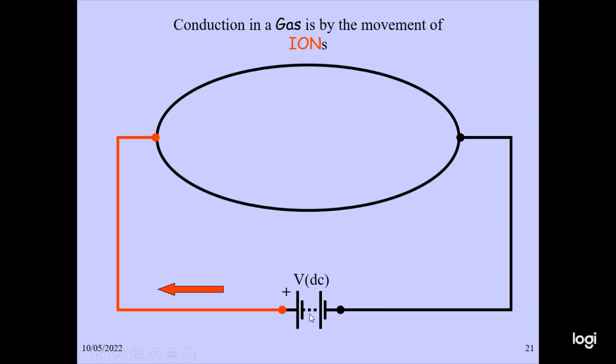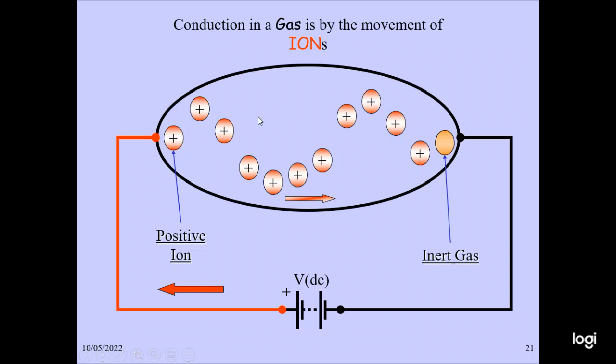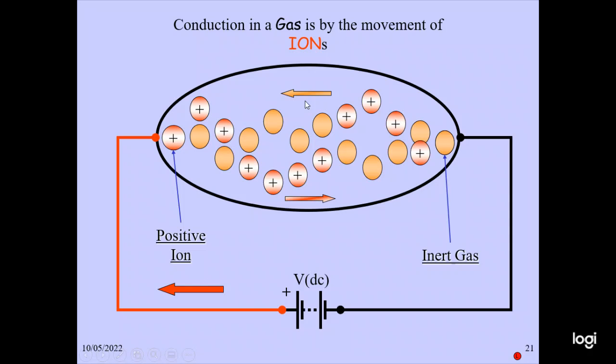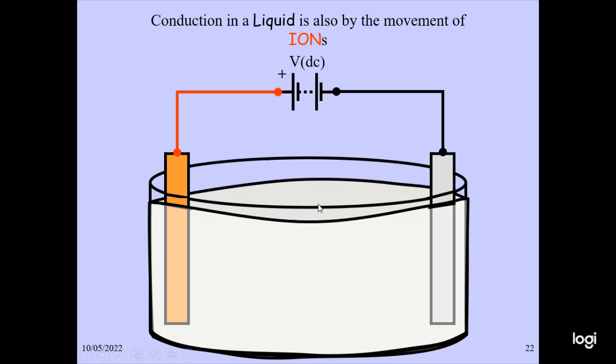So conduction in a gas is by the movement of the ions. The positive ions coming from the positive of the DC source move through, and they also go to the other, opposite terminal. So in that gas, conduction is by the movement of the ions.